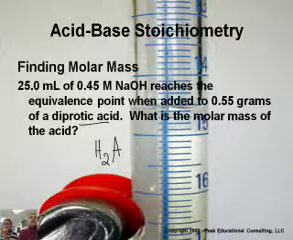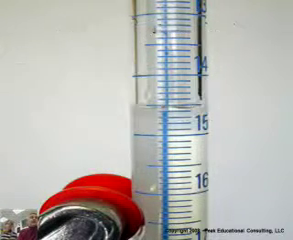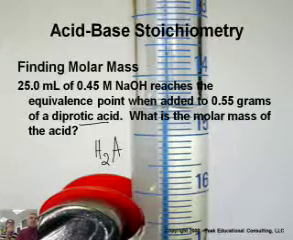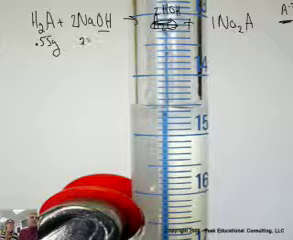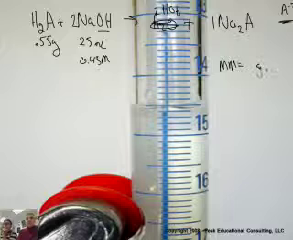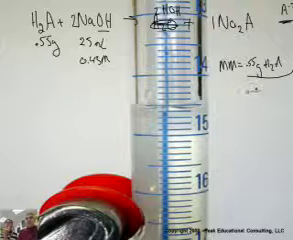I don't remember what we had. We had 0.55 grams, 25 milliliters of 0.45 molar. We had 15 milliliters last time. Again, the molar mass will be the grams, 0.55 grams of H2A, divided by so many moles of H2A, which we don't know yet, but we can get.